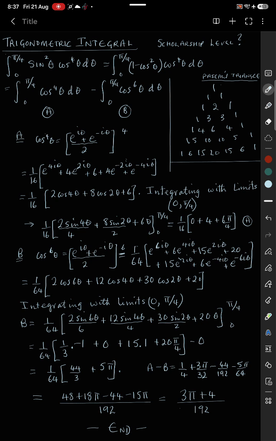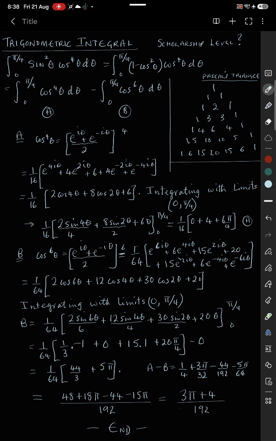And then A minus B will be 1/4 plus 3 pi over 32 minus 44/192 minus 5 pi over 64, which is (48 plus 18 pi minus 44 minus 15 pi) all over 192, which comes down to (3 pi plus 4) over 192, and that's it.